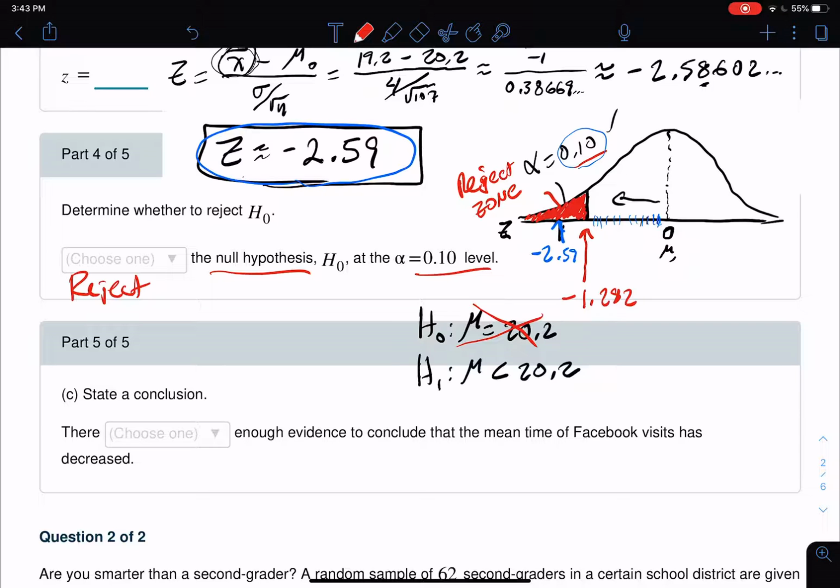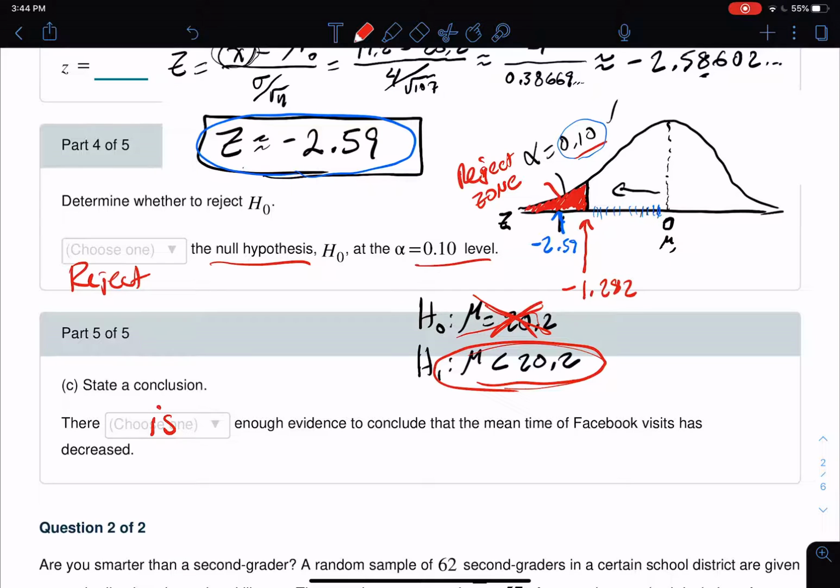So what's your conclusion then? Well, if you can reject the null, then you have a strong conclusion. If you do not reject the null hypothesis, then your conclusion is kind of weak. Because if you don't reject it, that doesn't mean you're accepting it. It just means we don't know. Okay? But once you reject it, that is a stronger statement. And look, once I reject it, I cross it out, and I go with this statement, which says that there is enough evidence to conclude that the mean time for Facebook visits has decreased. And that's the decrease right there, right? So that's how that goes.